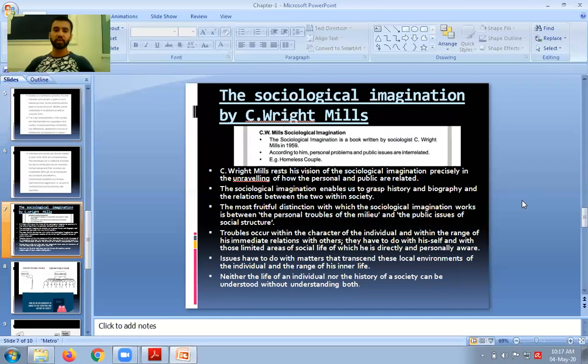The sociological imagination by C. Wright Mills, in which we understood that there is a relationship between personal and public affairs, or a relationship between personal issues and public issues, right? Personal troubles and public issues, right? So this was the first concept after the introduction, right?